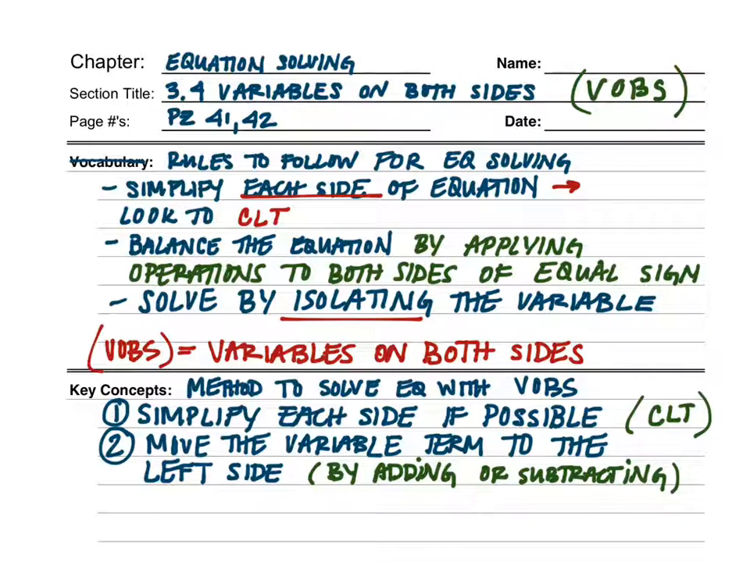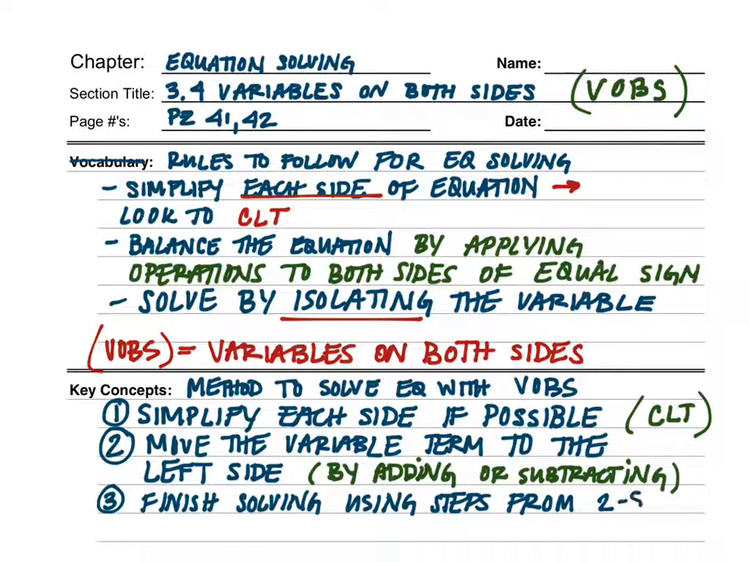Our third step is going to be to finish solving. And we're going to want to finish solving using steps from our 2-step equation because we've already gone through the idea of combining terms and simplifying. And now we've moved that variable, so we now essentially have created a two-step equation. So see the notes from 3.2 on the steps of how to do that.